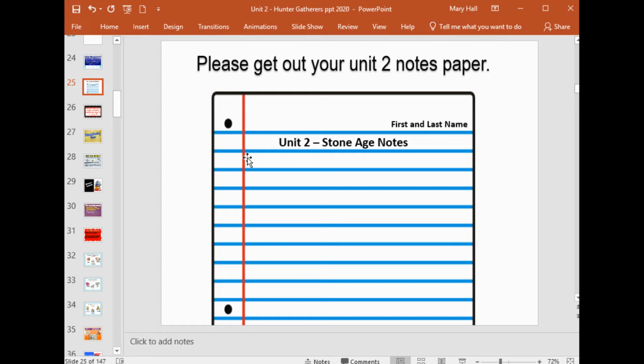Hey guys, before you come to this, you need to make sure that you've completed your bell ringer for the day in Google Classroom. Once you've completed your bell ringer, you either need to get a sheet of paper out and label it like this if you're in class, or you need to open up your Unit 2 notes document in Google Classroom if you're virtual.